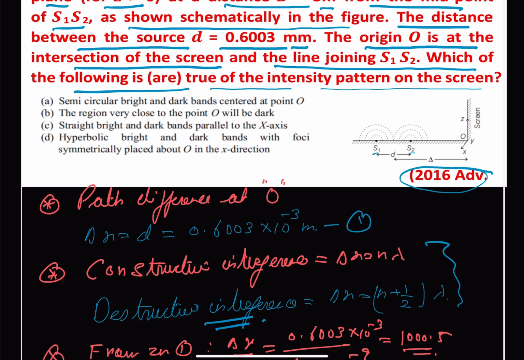And therefore, we can write that there will be a dark fringe very close to O. It will also consist of semicircular fringes that will be centered at the midpoint of the sources. So both A and B will be the correct option.